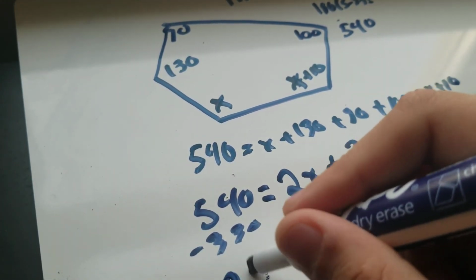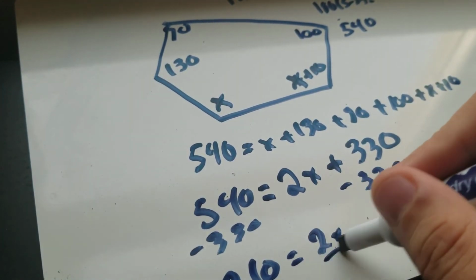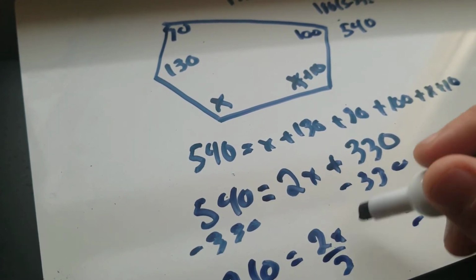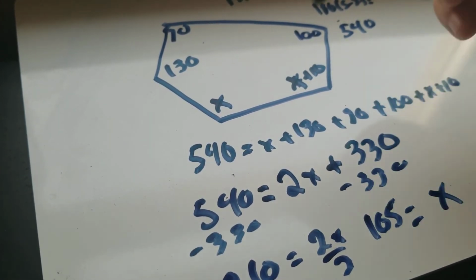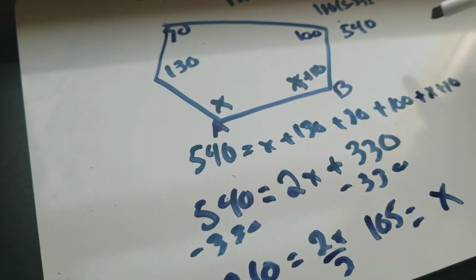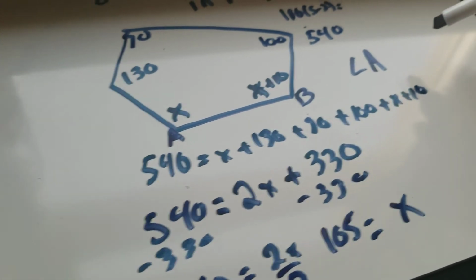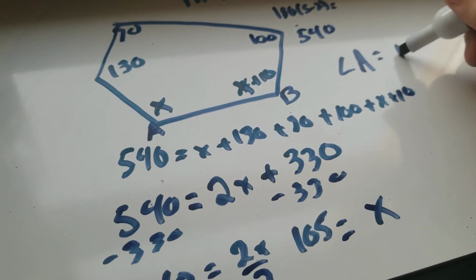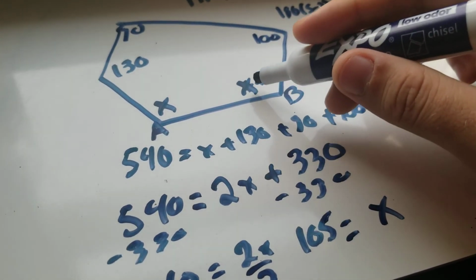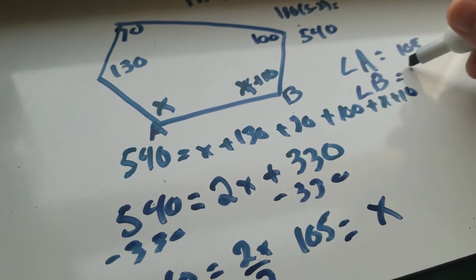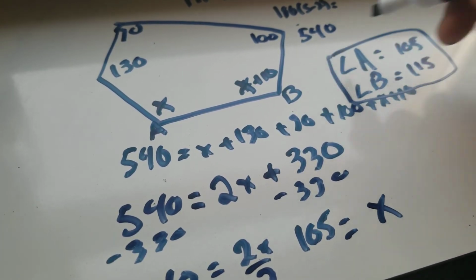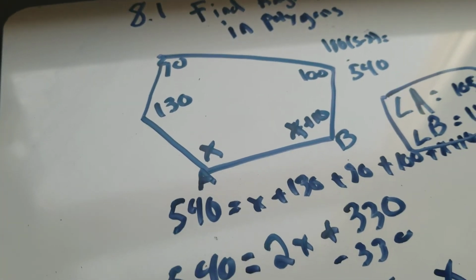So I'm left with 210 equals 2x divided by 2 divided by 2. So x equals, in this case, 105. If, let's say, I had letters, like I call this angle A and call this angle B, angle A would be 105. Well, angle B, you actually plug into x, so 105 plus 10 will be 115. Okay? Now we're actually going to do exterior angles.